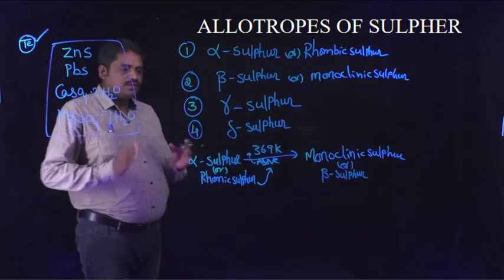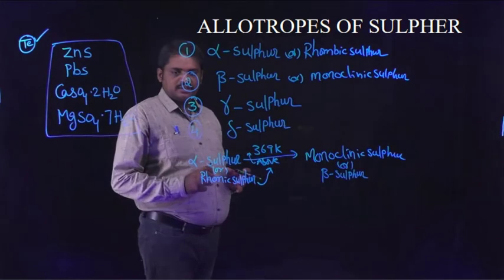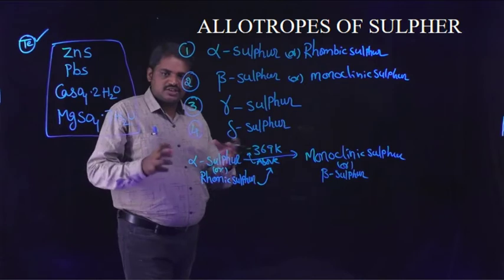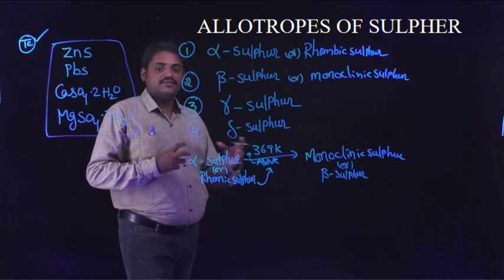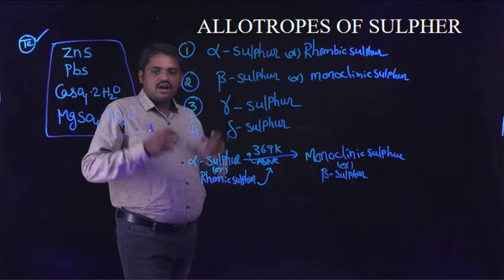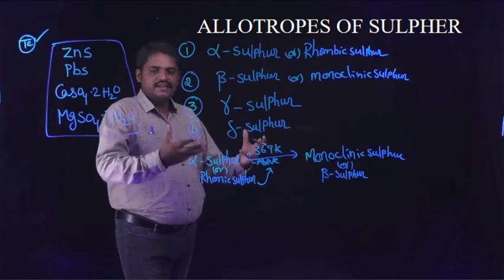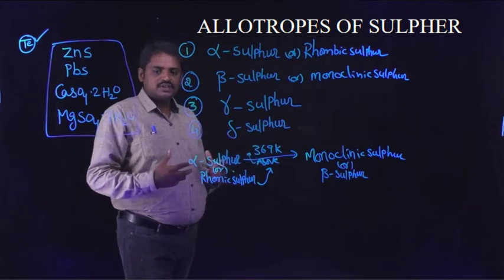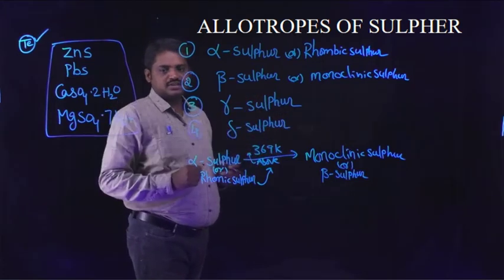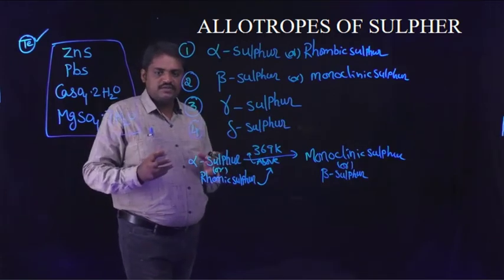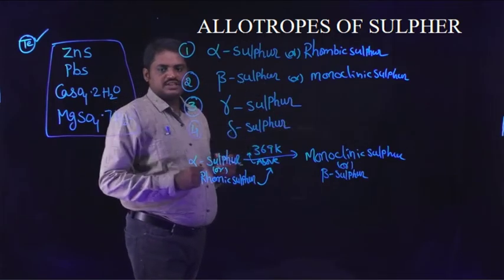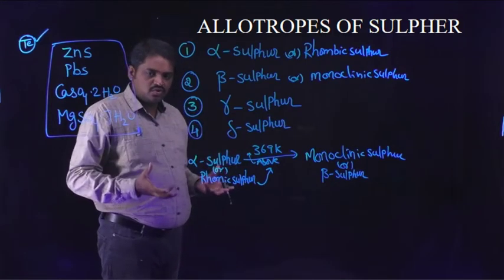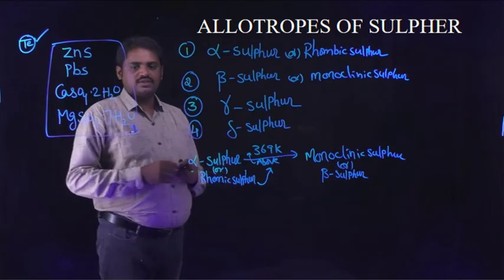Alpha sulfur and beta sulfur are interconvertible allotropes at different temperatures. When alpha sulfur is heated above 369 kelvins, it is converted to beta sulfur, that means rhombic sulfur is converted to monoclinic sulfur. And when the monoclinic sulfur is cooled, it is converted back to alpha sulfur.